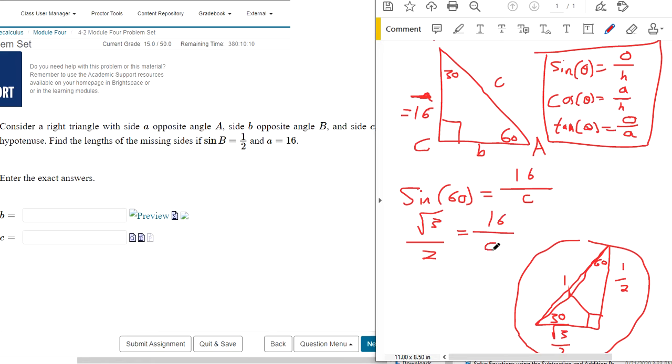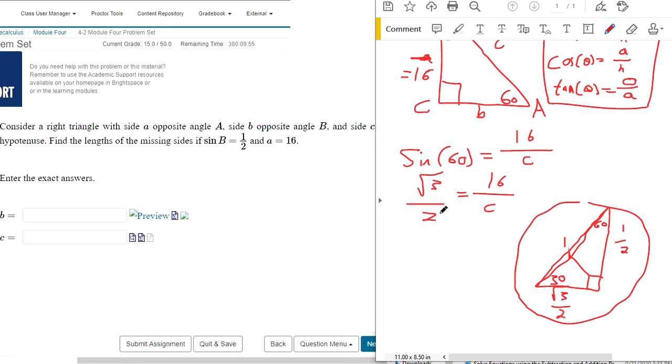And if you really have trouble with that, I think you could probably get by in this course if you just search for exact values for trig functions. You'll see a table come up, and it'll say sine 60 is square root of 3 over 2. It'll say sine 30 is 1/2. Sine 45 is square root of 2 over 2. It'll have all those values.